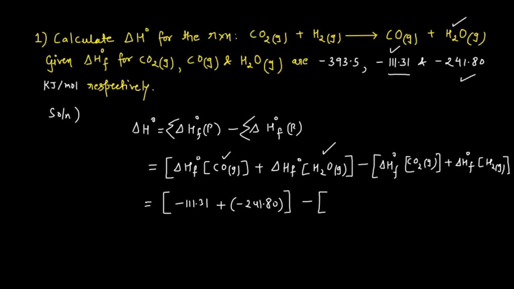You see the value is minus 393.5. So we'll write here minus 393.5 plus for hydrogen, it is a pure element. It is in elemental state, right? It is not a compound. It's simply an element, and by convention for the elements, this standard enthalpy of formation we assume as 0. So you will write the 0 here.